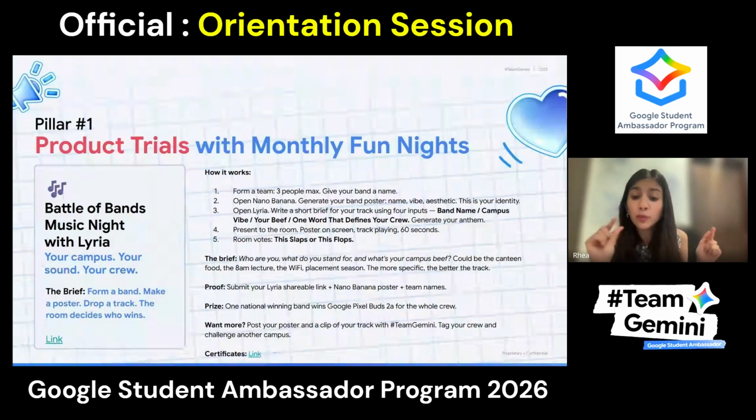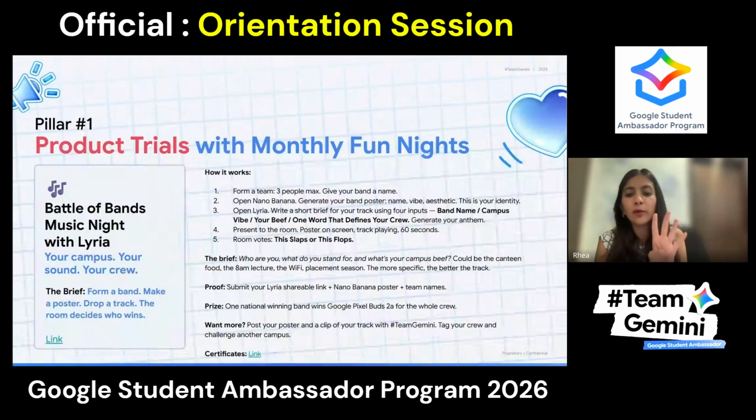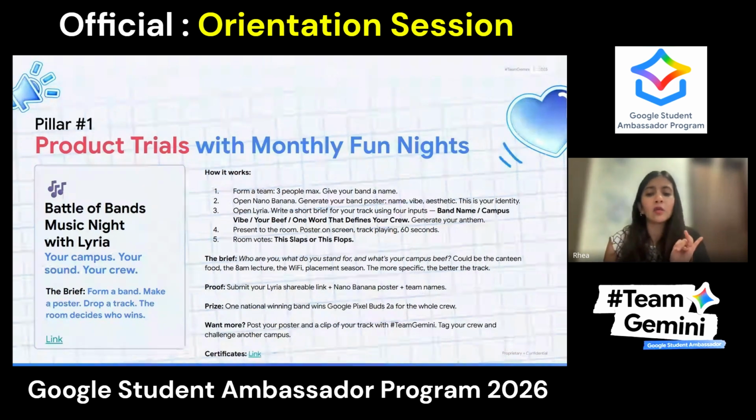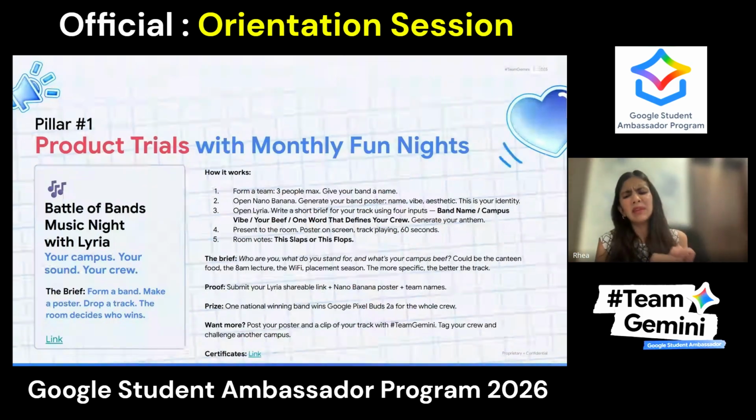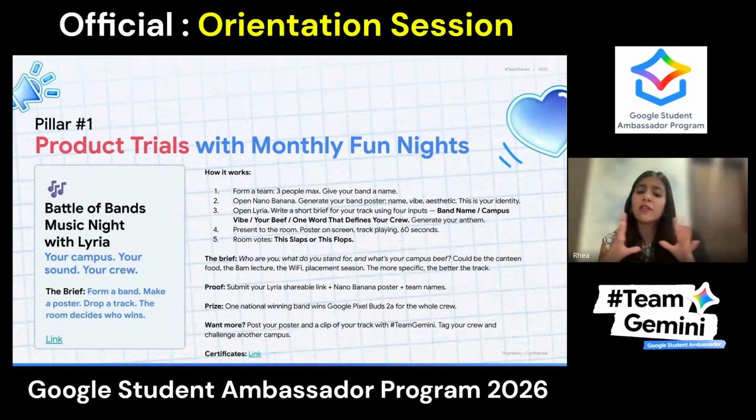So before you prompt Nano Banana to make a poster for you, what must you write? What should your brief have? It should have 4 points. The name of your band. What is your vibe? Is it loud? Is it subtle? Is it Gen Z, millennial, whatever your vibe is? And one topic that may be annoying, or it is a wide thing. You can choose whatever topic that suits your band and that defines the people who are in your band. So through this, you generate your anthem.